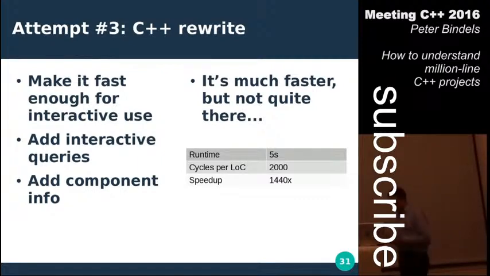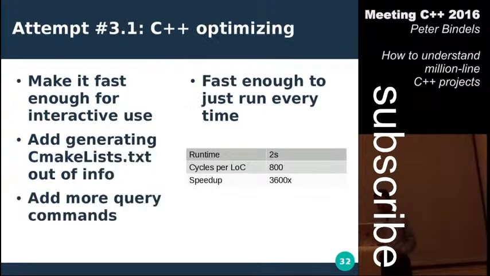So we add some interactive queries. We add some information you can get from it. So the component that I have, what things does it have? What files are in there? 5 seconds. Can we go faster? Of course we can. It's causing slowdowns. It's completely not what I expected, as always with optimizing. So now it runs in 2 seconds.